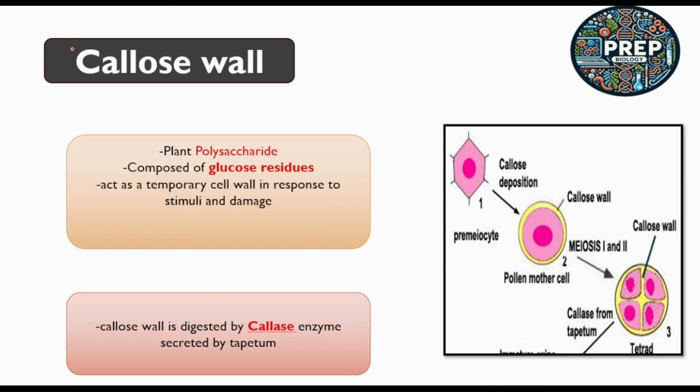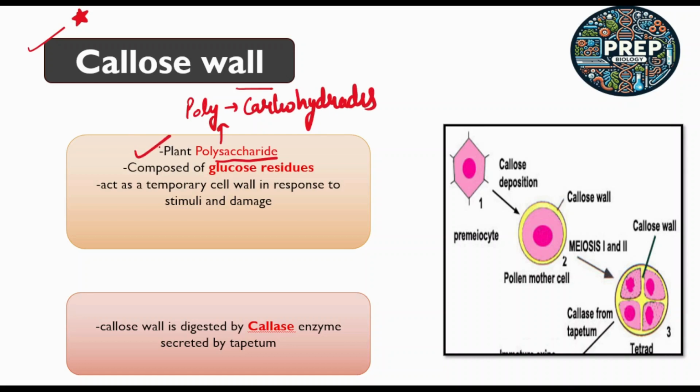Now let's study about the callose wall. This wall is very important, and the function of this wall is also very important from your board exam point of view. Now what is callose wall? Callose is a material which is a polysaccharide. Poly means multiple, and saccharides means carbohydrate.